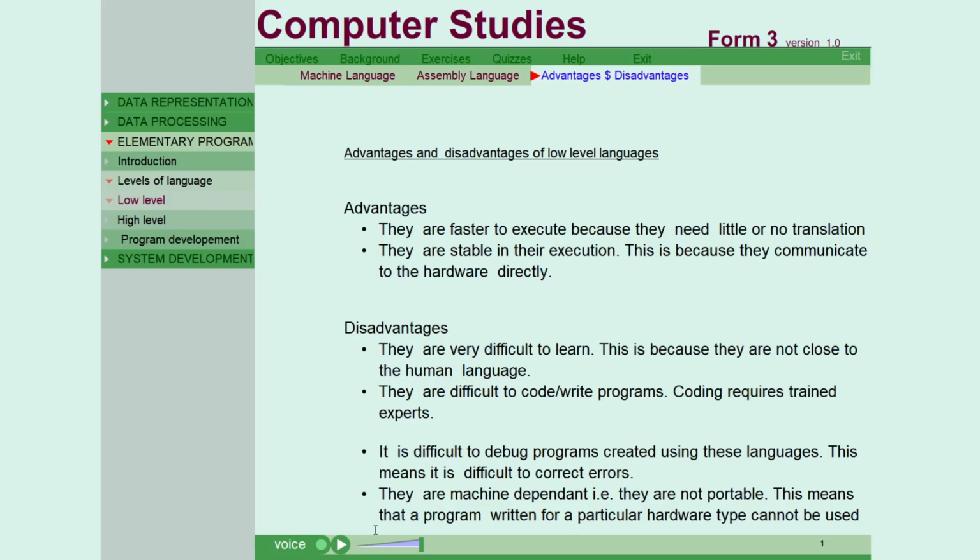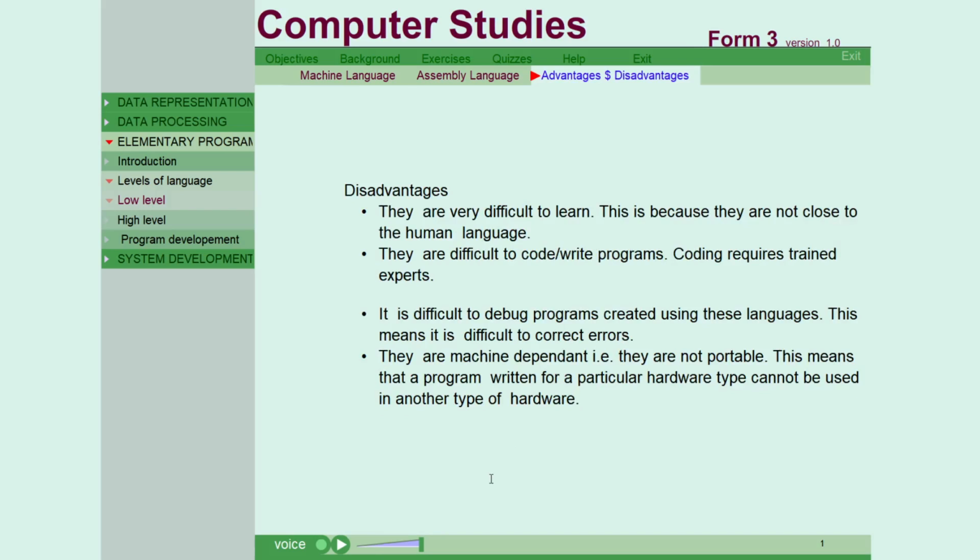Disadvantages of low-level languages are: they are very difficult to learn. This is because they are not close to human language. They are difficult to code or write programs. Coding requires trained experts. It is difficult to debug programs created using these languages. This means it is difficult to correct errors. They are machine dependent, that is, they are not portable. This means that a program written for a particular hardware type cannot be used on another type of hardware.